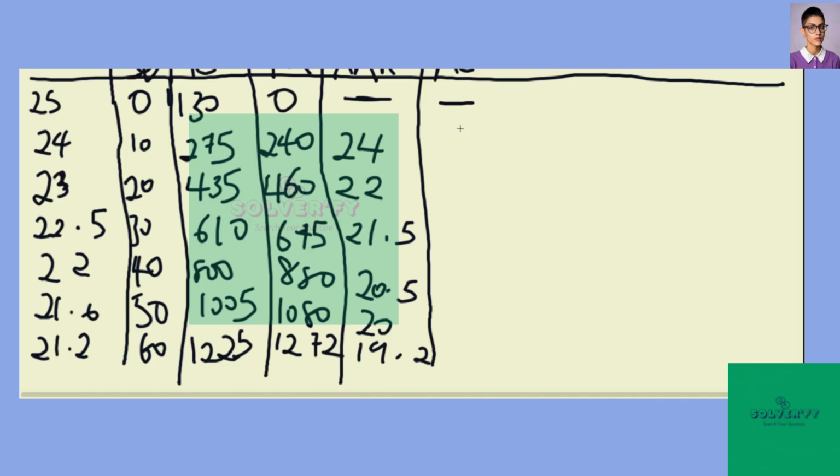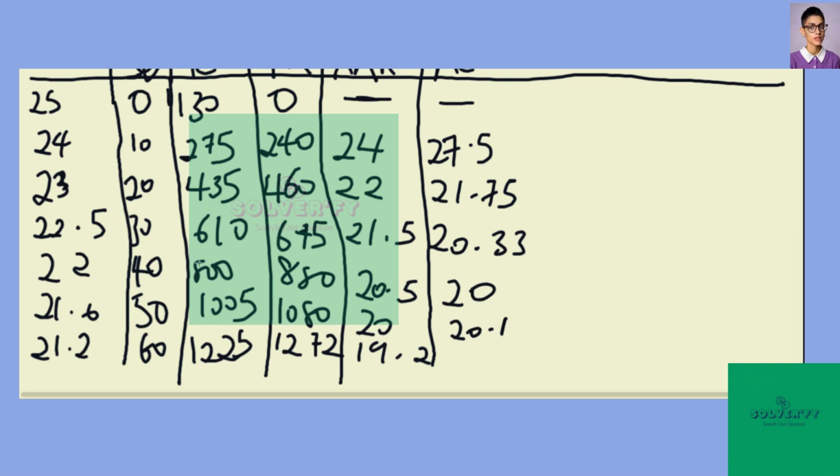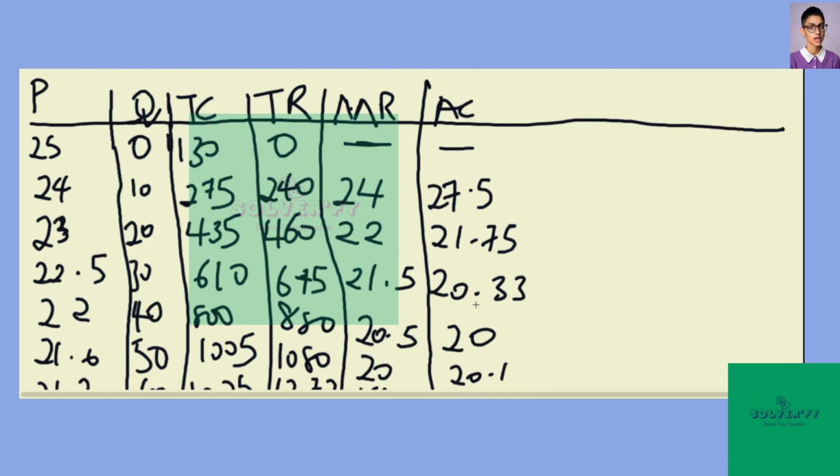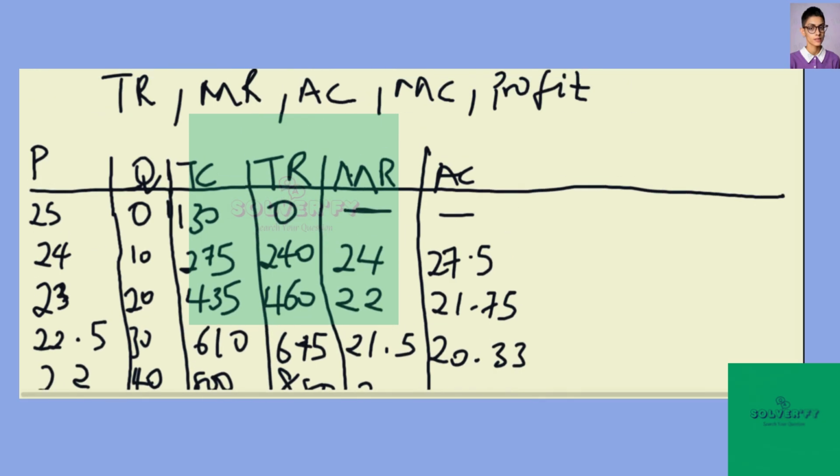Then 275 divided by 10 is 27.5, and 435 divided by 20 is 21.75. The next one is 20.33. The next one is 20, the next one is 20.1, and then 1225 divided by 60 is 20.42. So that's that. The next question wants us to find the marginal cost.